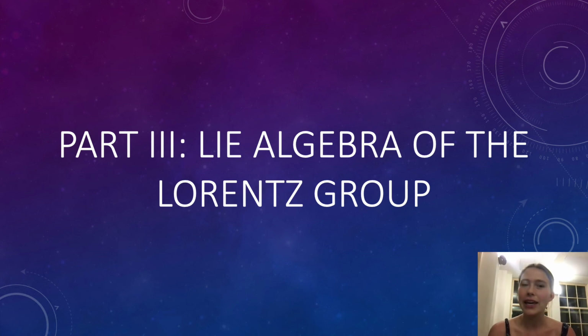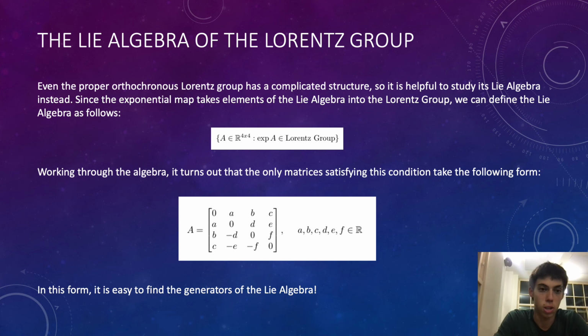Part 3, Lie algebra of the Lorentz group. So now let's take a quick look at the Lie algebra of the Lorentz group. Even the proper orthochronous Lorentz group has a pretty complicated structure, so it helps to study its Lie algebra instead. The proper orthochronous Lorentz group is not abelian, it's not simply connected. So studying the vector space, the linear Lie algebra, is a lot easier.